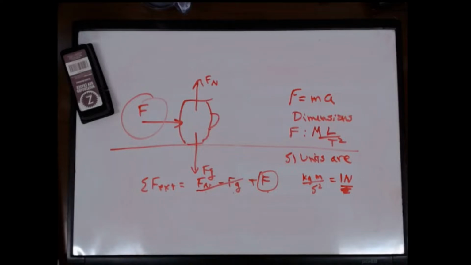So since force equals mass times acceleration, force has units, that should say units, of kilogram meters per second squared. We call this a Newton. 1 Newton equals 1 kilogram meter per second squared. I'll change that in the written up version, in the online version. And so the unit is a Newton. Force has dimensions of mass times acceleration, or mass times length over time squared. Those are the dimensions.